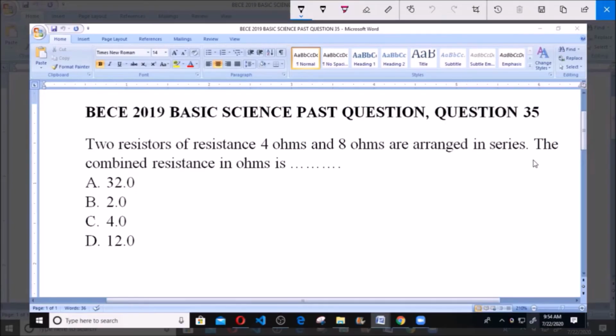So we are going to be looking at BECE 2019 Basic Science Past Question, question 35. Two resistors of resistance 4 ohms and 8 ohms are arranged in series. The combined resistance in ohms is A 32, B 2, C 4, and D 12.